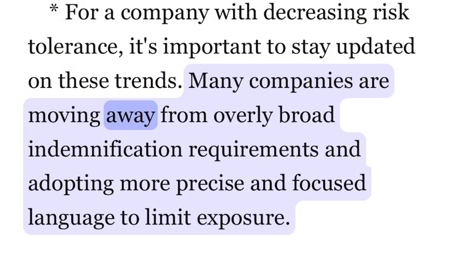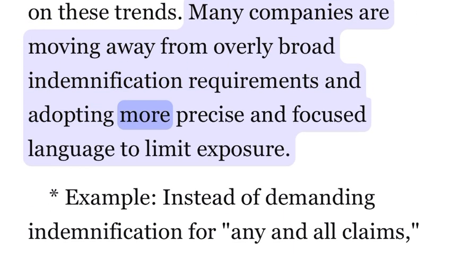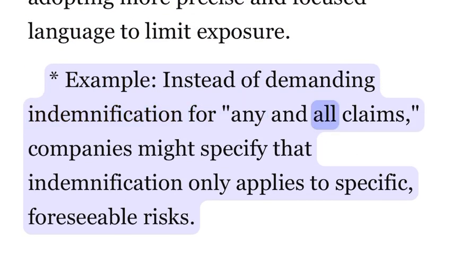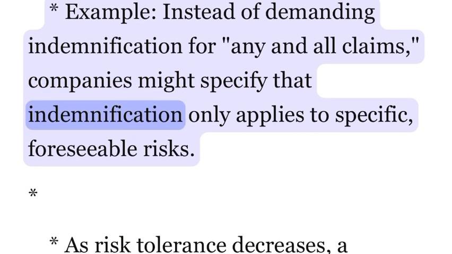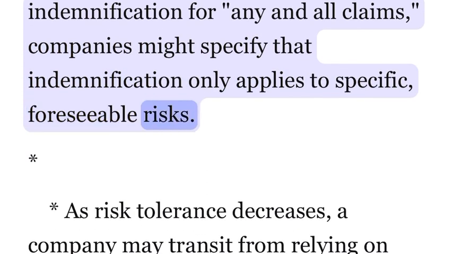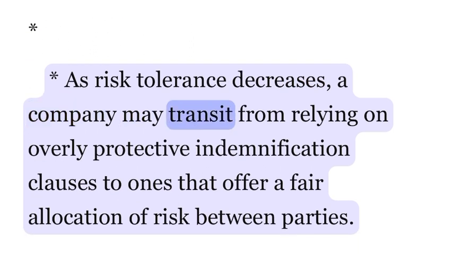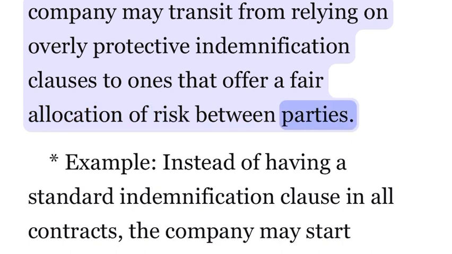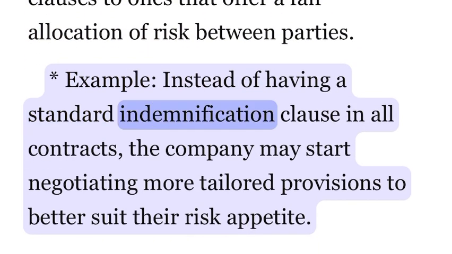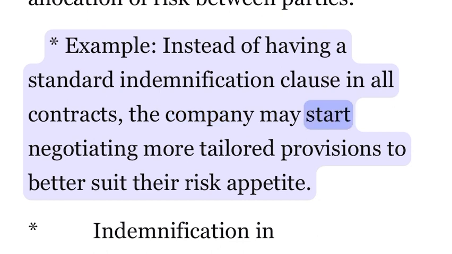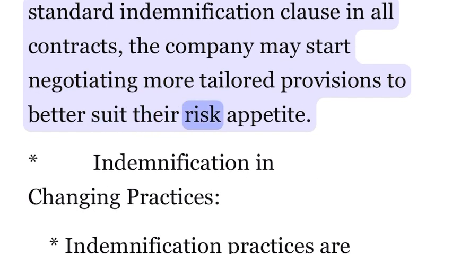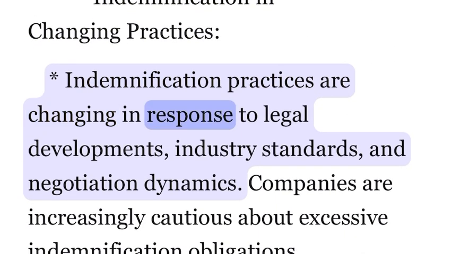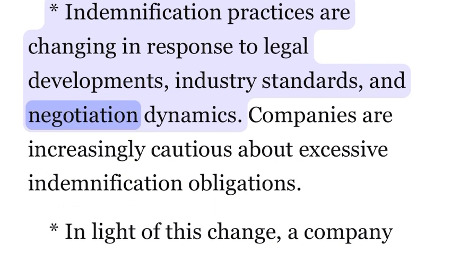Many companies are moving away from overly broad indemnification requirements and adopting more precise and focused language to limit exposure. Example: instead of demanding indemnification for any and all claims, companies might specify that indemnification only applies to specific, foreseeable risks. As risk tolerance decreases, a company may transition from relying on overly protective indemnification clauses to ones that offer a fair allocation of risk between parties. Example: instead of having a standard indemnification clause in all contracts, the company may start negotiating more tailored provisions to better suit their risk appetite. Indemnification and changing practices. Indemnification practices are changing in response to legal developments, industry standards, and negotiation dynamics.